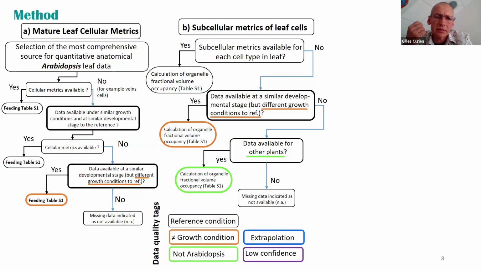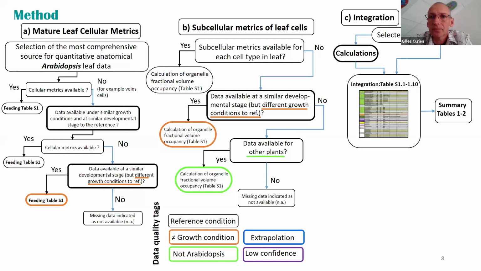So in the Excel table, you will see some cells that are boxed or surrounded by colors. And this corresponds to this code. If it's orange, it means that the information we have comes from different growth conditions. If it's in blue, it's extrapolation. If it's in violet, it's low quality data. For example, when there's only one measure. And if it's in green, it's because it's not from Arabidopsis.